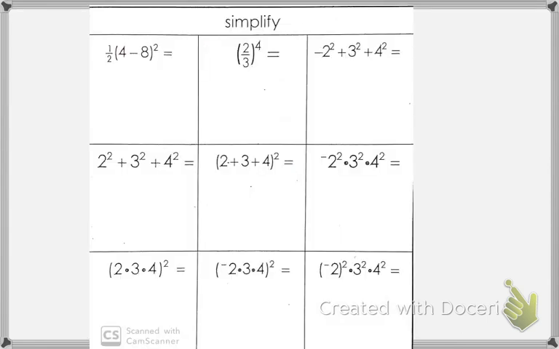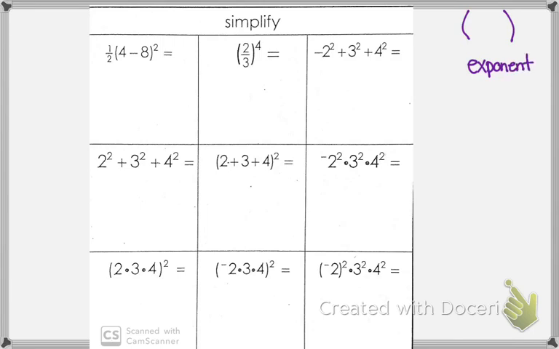Now we're going to talk about simplifying when we have exponents involved. So we have to remember order of operations. A lot of you know PEMDAS. Please do not think that these have to go in PEMDAS order. Remember, parentheses is done first. So if you can simplify in parentheses, you simplify in parentheses. Then exponents are applied.